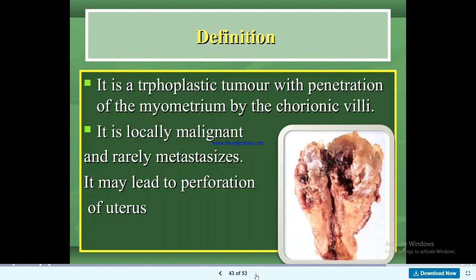By definition, it is a trophoblastic tumor with penetration of the myometrium by the chorionic villi. It is locally malignant and rarely metastasizes. It may lead to perforation of the uterus.